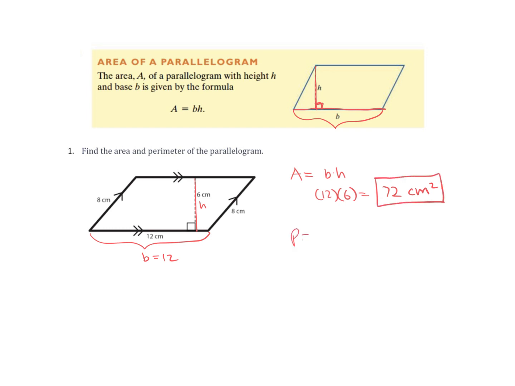And then for the perimeter, I just add up all the sides. So opposite sides are congruent. This would be 12 centimeters up here as well. And so I just do 8 plus 12 plus 8 plus 12, and that gives us 40 centimeters.